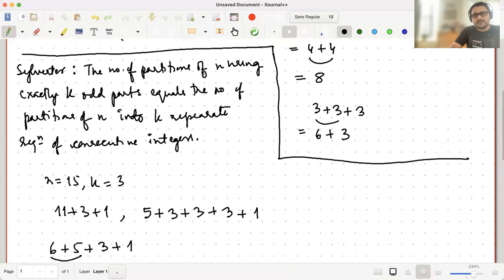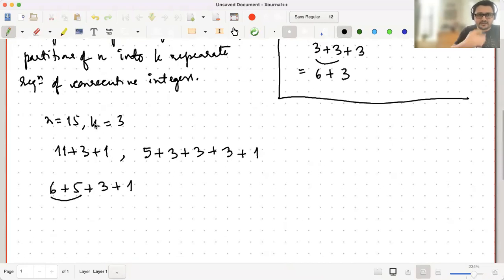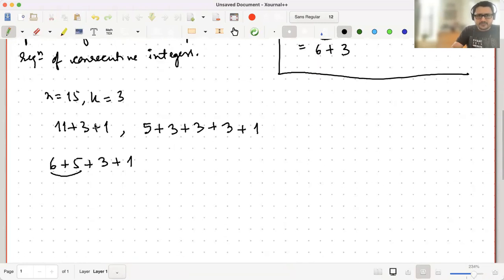So this is a refinement of Euler, because in Euler's partition we were not saying anything about the k. So if k is equal to the length of the partition, then this just gives us distinct parts partition. And on the other side, this will only give us odd parts partition. So this is a refinement of Euler's theorem in that sense. Now, what about the proof?